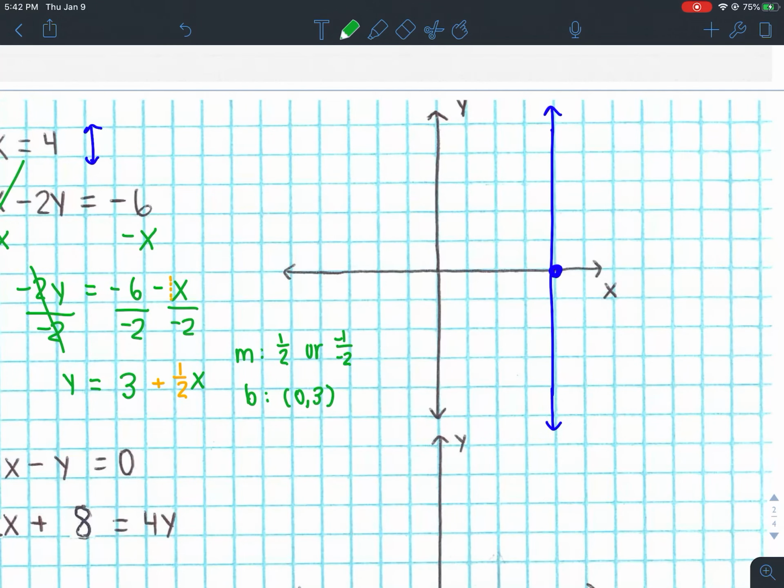All right, so I'm going to plot a y-intercept at 0, 3, and then I'm going to use my slope. Up 1 to the right 2. Up 1 to the right 2. I can go maybe one more, but I'm going to stop.